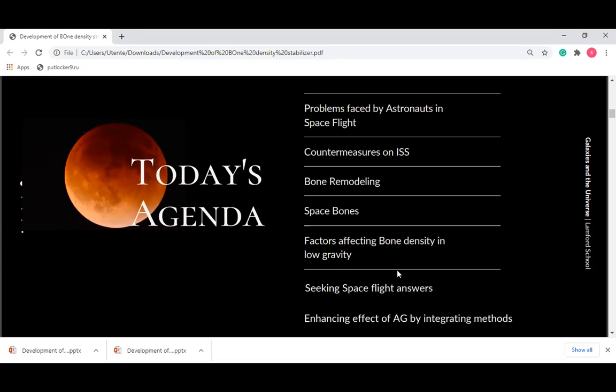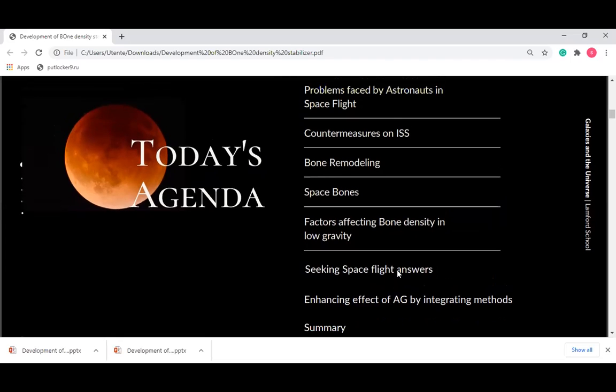So basically on Earth the ratio of osteoclast and osteoblast will be the same. Then when we go to space, the balance changes. And there are factors which affect bone density, like low gravity during space flight.